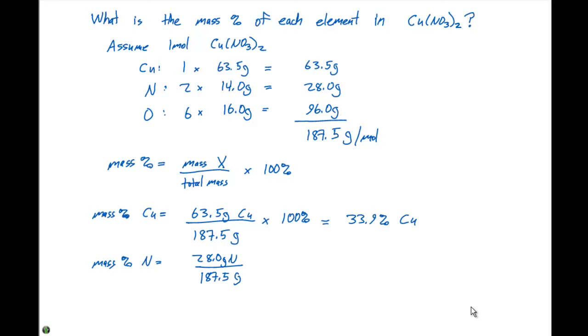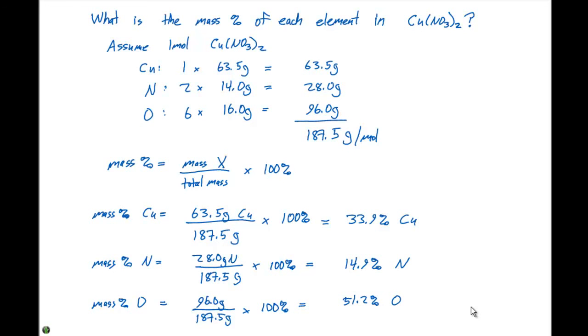Our mass percent of nitrogen is going to equal 28.0 grams of nitrogen divided by the total mass, which is again 187.5. We multiply by 100%, and that gives us 14.9% nitrogen. The mass percent of oxygen is going to equal 96.0 grams divided by 187.5 times 100%. This is going to give us 51.2% oxygen. And as a double check, we can add all these together and they should add up to 100%. In this case, they do.